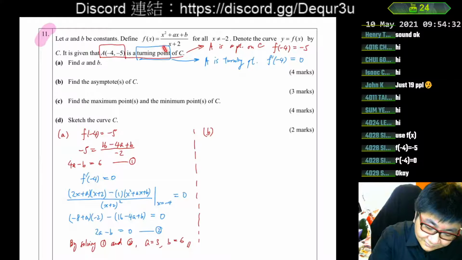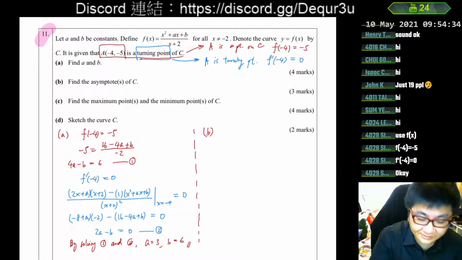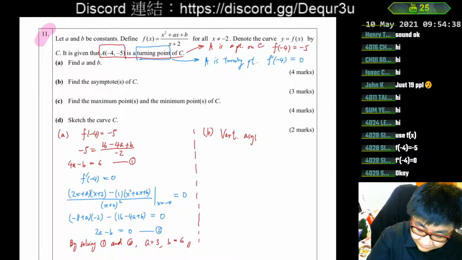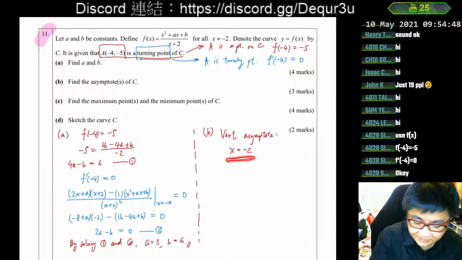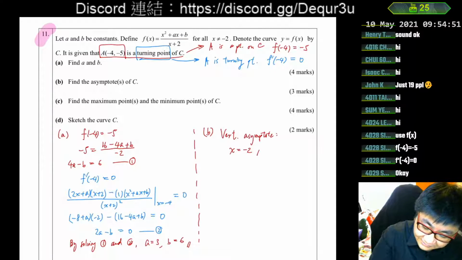Vertical asymptote comes from when x plus 2 is 0. Therefore, we can directly write this down. Vertical asymptote is x equal to -2. It is the case when the denominator is 0, that is x equal to -2. Therefore, we can directly write this down.